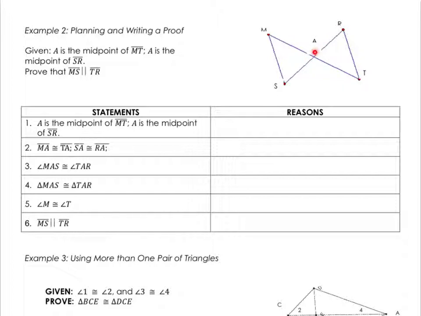Anyway, if we look at the proof, how can we draw this conclusion? Well, because this has been given to us. Oh, yes, and we're proving that MS is parallel to TR. But anyway, we're back here at the first step, that A is the midpoint of these two segments. It has been given to us, so we just say given, right?